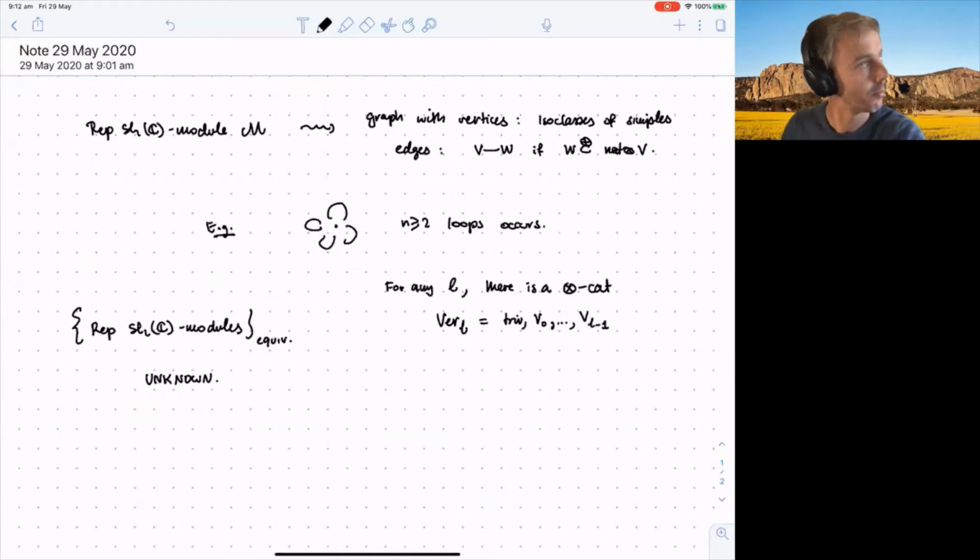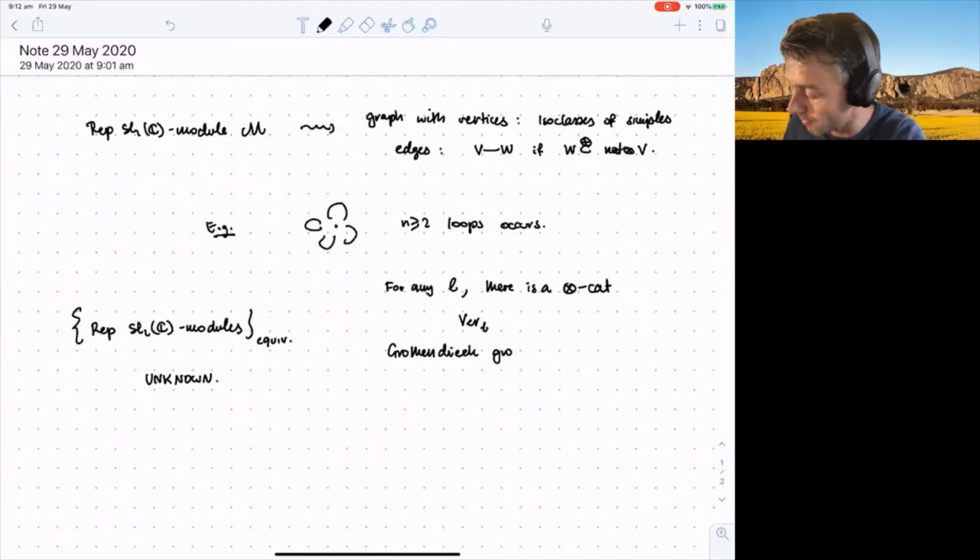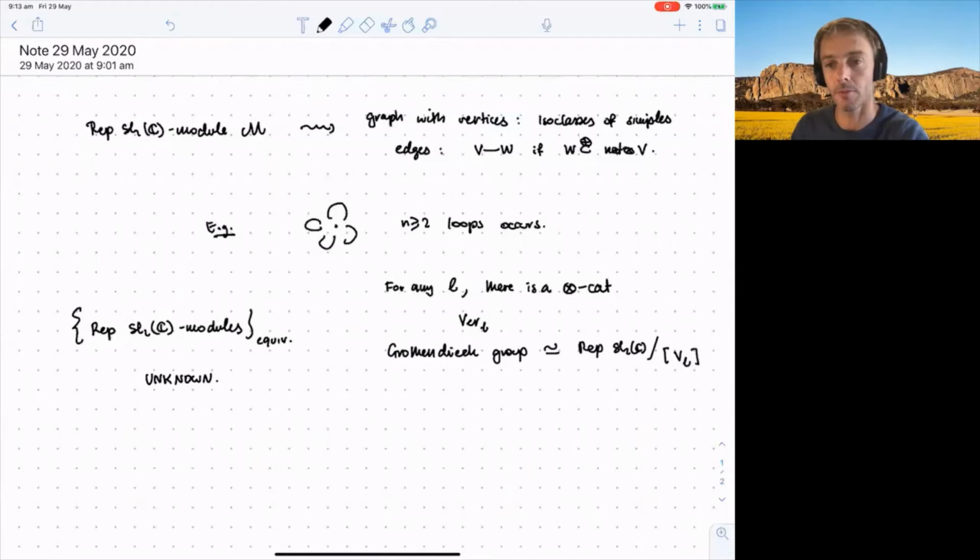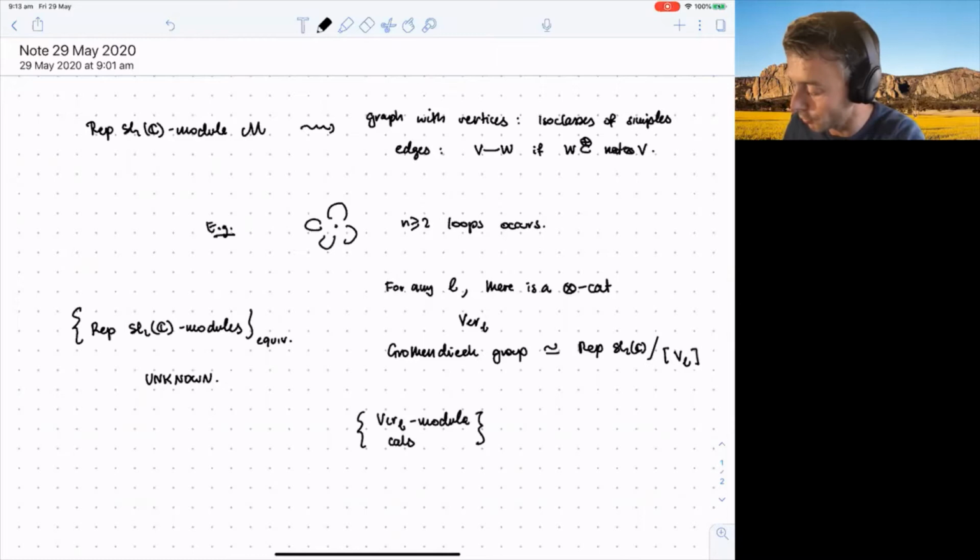There is a tensor category for Verlinde of L, and its Grothendieck group is isomorphic to Rep SL2 modulo the class of the simple of highest weight L. So it has L simple objects, and Ver_L module categories for all L correspond to ADE Dynkin diagrams.